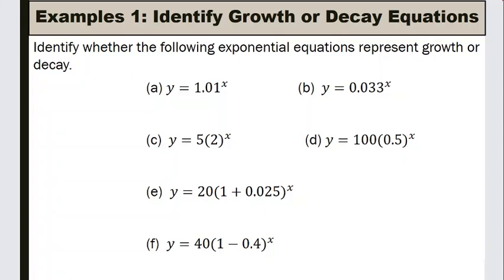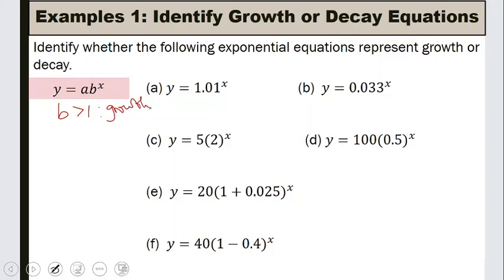Just to quickly remind us, for exponential growth or decay, we can write it as y equals a multiplied by b raised to the power of x. When our b is greater than 1, we have a growth. And when our b is less than 1, but also greater than 0, we have a decay. So we are just going to look at the equations, compare them to this particular equation, and determine if it's a growth or decay.